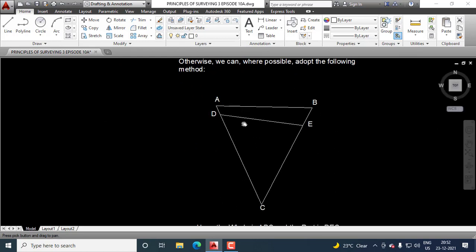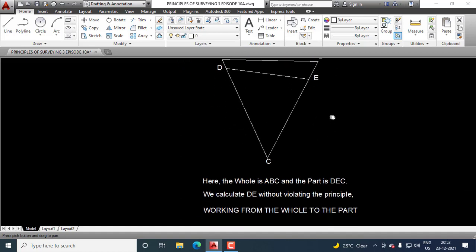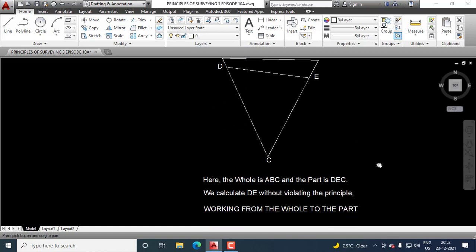Here, we want to find the length of DE. DEC is part and ACB is whole. So from DCE we are going to the whole ABC. So this is according to the principle of working from the whole to the part.